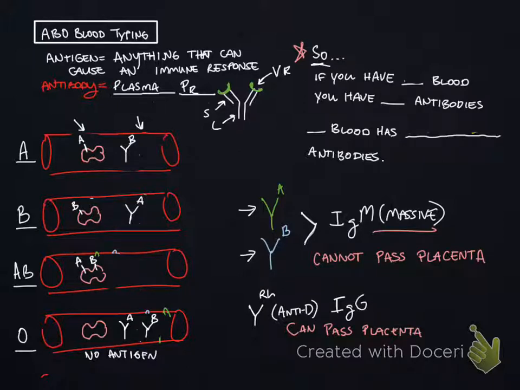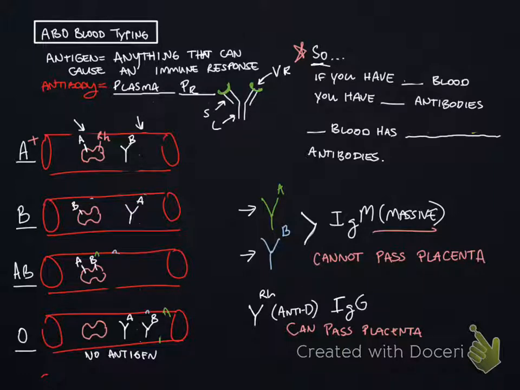Okay, so let's do an example here with our type A blood. Let's say that we are type A positive. That would mean not only do we have an A antigen, but we also have an Rh antigen. Do we have an Rh antibody? Well, as far as we know, no, we don't.